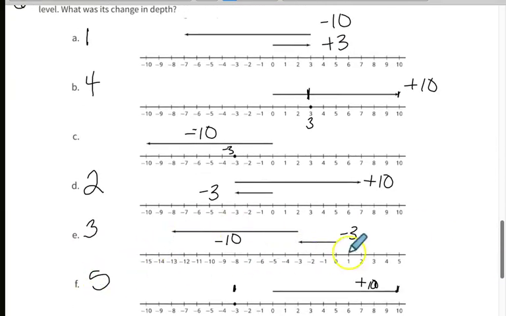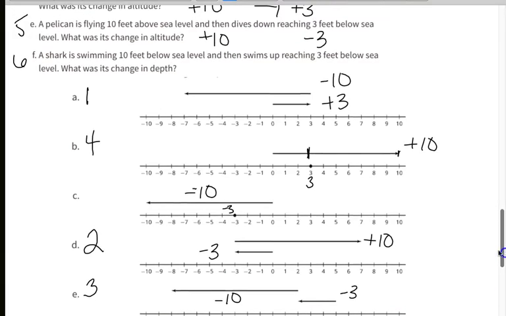And so the last one should be 6. A shark is swimming 10 feet below sea level, so -10. Then swims up, reaching 3 feet below sea level. So it swims up and ends up at -3. What was its change in depth?